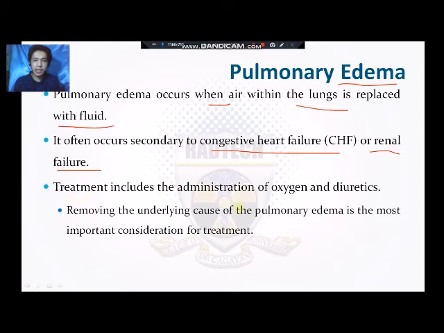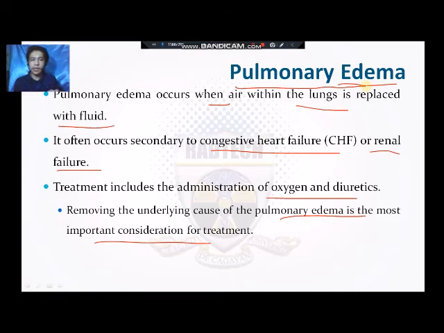Okay, so treatment includes administration of oxygen and diuretics. And removing the underlying cause of pulmonary edema is the most important consideration for treatment. Okay, so most of the time, if the patient has pulmonary edema, they have a heart condition or a renal condition.